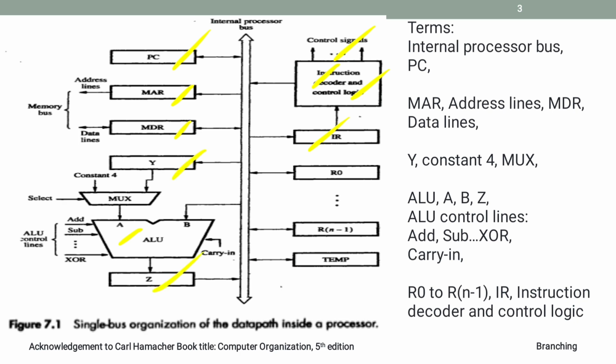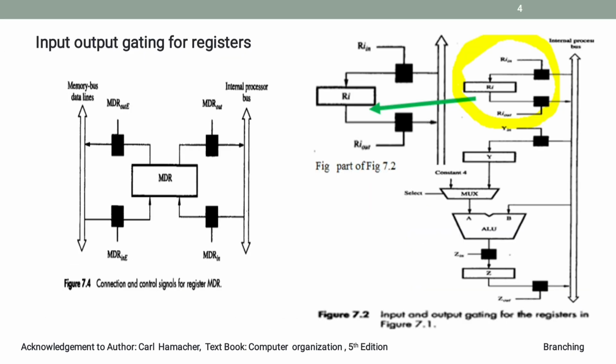Y, Z, Temp are some intermediate registers. R0 to Rn-1 are general purpose registers which are used for temporary storage of data during execution. Apart from this, there are some special registers like index, stack and accumulator registers which are used for some special functions. And this is all about single bus organization of the data path inside a processor. Next we shall see input output gating for registers.